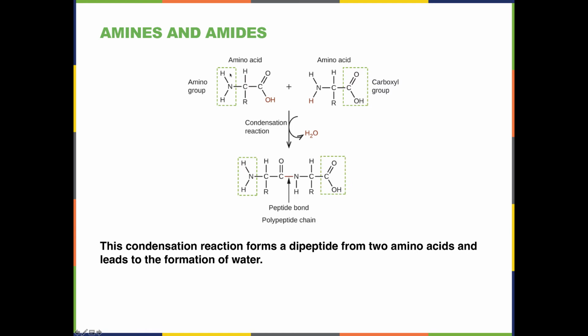An amino acid has both an amine group, also called the amino group, on one end, and the carboxylic acid, or carboxyl group, on the other end. And so they can bond to each other and form complex amides. And these complex amides are also called peptides. And this, in this case, is a dipeptide because it has two amino acids.